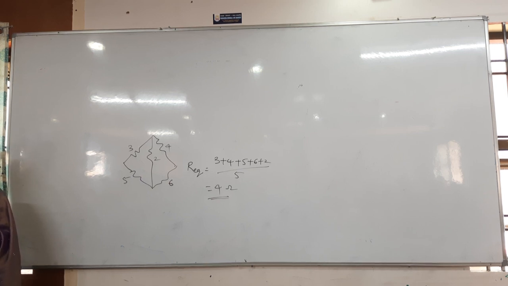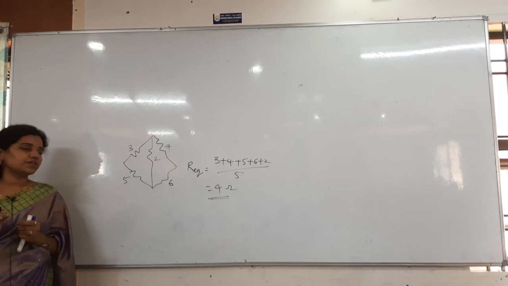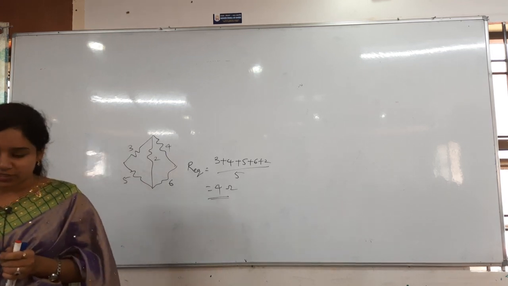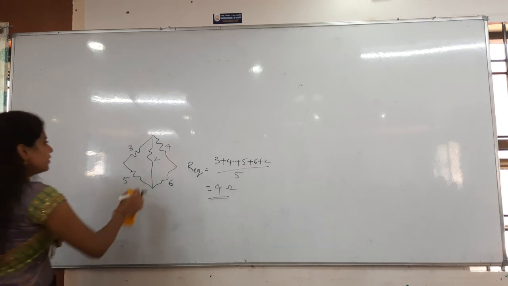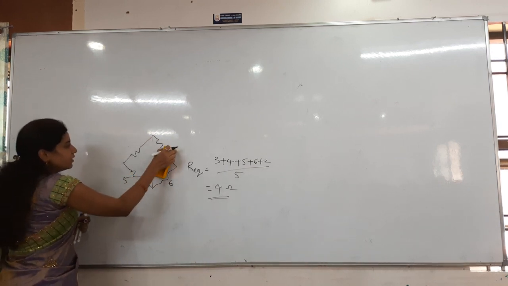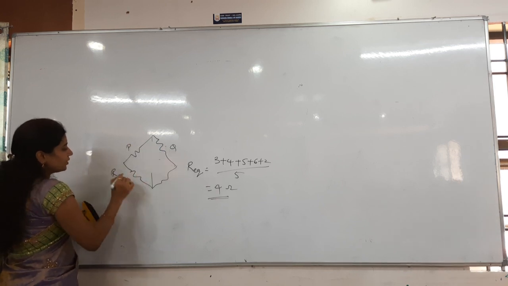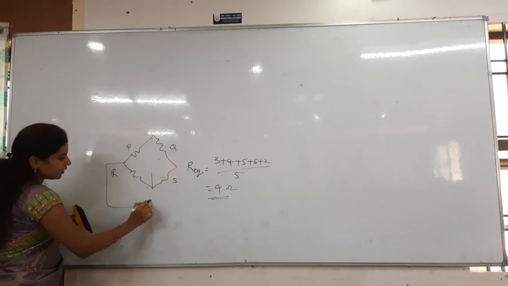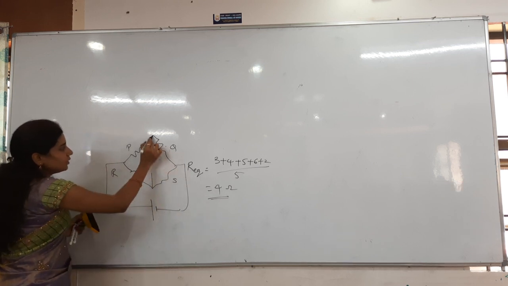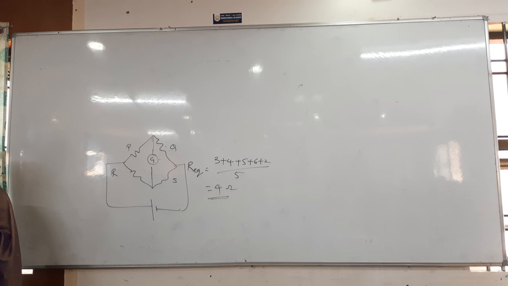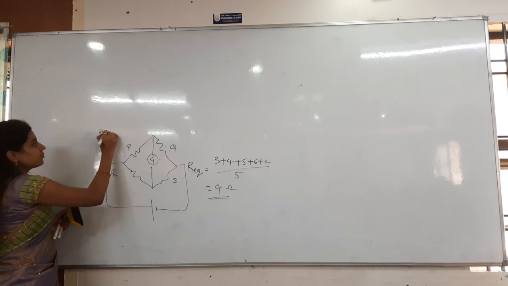Finished? And also, theoretically there is a chance for one problem in this Wheatstone bridge. Whenever I drew the Wheatstone bridge, the initial Wheatstone bridge, P, Q and then R, S, I took a battery here, and in between I took a galvanometer. This is the actual structure of the Wheatstone bridge, and if it is balanced, then Ig becomes how much? 0.